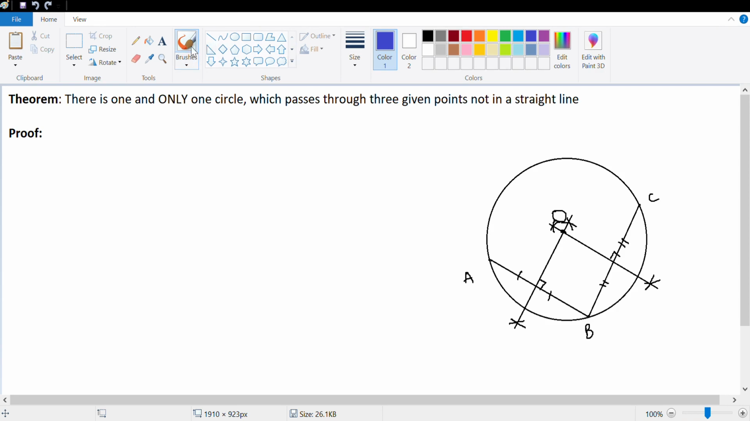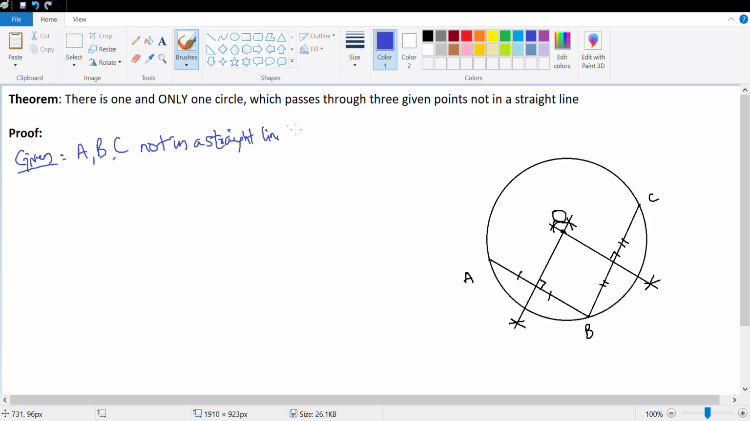It says there's one and only one circle which passes through three given points which are not in a straight line. So I've already drawn a rough diagram for you to understand. Let's say points A, B, C are three points not in a straight line. So what is given is A, B, C are points not in a straight line.